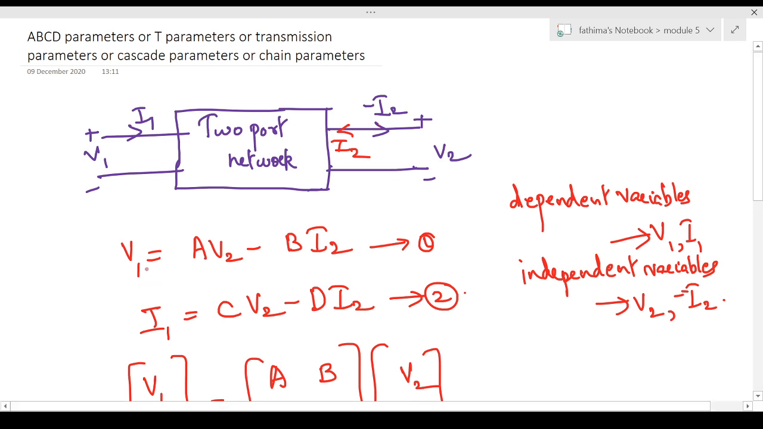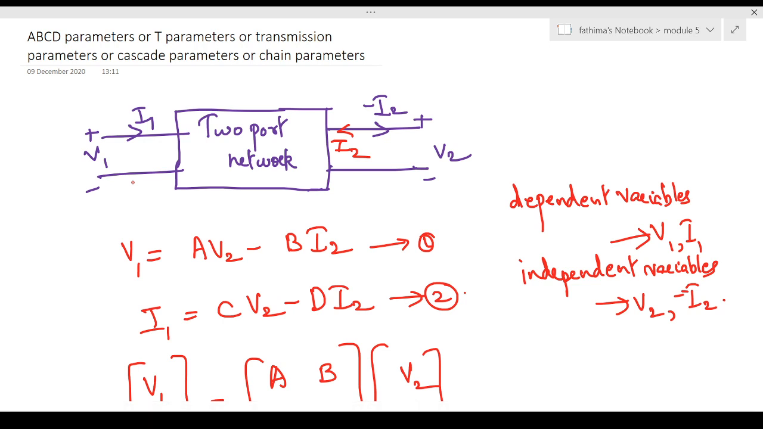And here you can see V1 and I1 are the variables of the input port, and V2 and minus I2 are the variables of the output port. So the two-port parameters provide a measure of how a circuit transmits voltage and current from the source. This can be considered as the source. So how a circuit transmits voltage and current from the source to the load.